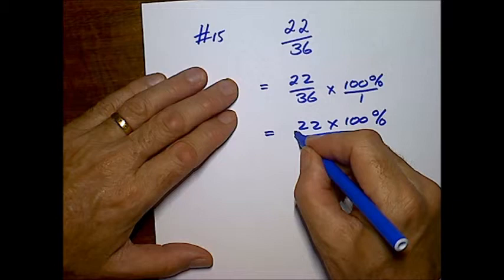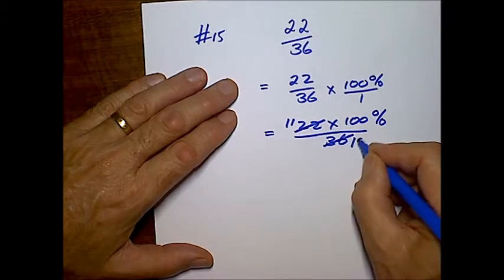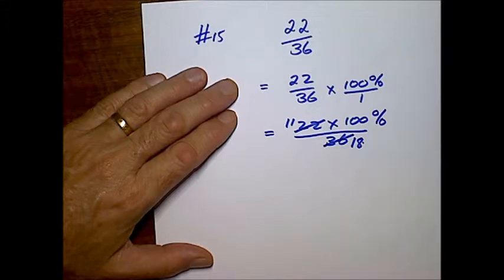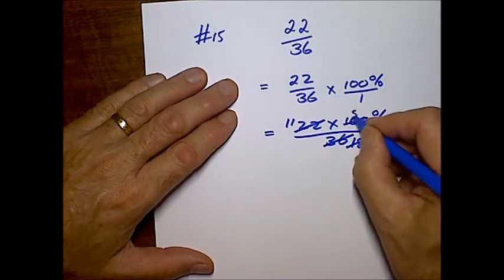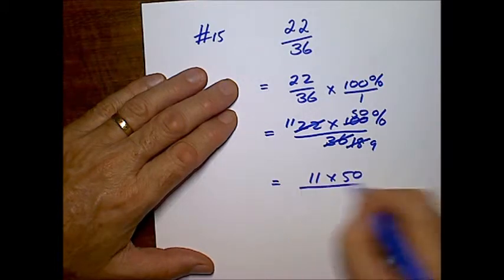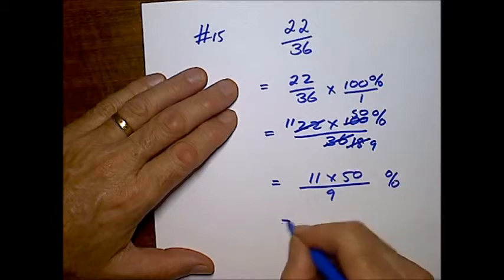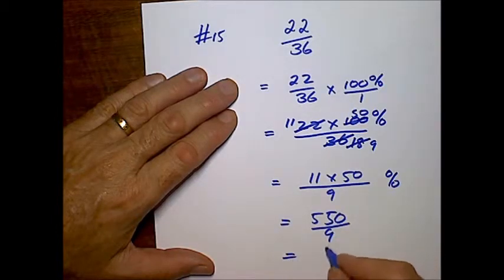We see common factors of 2. 2 into 22 goes 11. 2 into 36 is going to be equal to 18. And we have 2 into 18 goes 9. 2 into 100 goes 50. So we're left with 11 times 50 over 9%, which is going to be equal to 550 over 9, which is going to be equal to 9 6s are 54, carry the 5, 9 1s are 9... 61 and 1/9%.